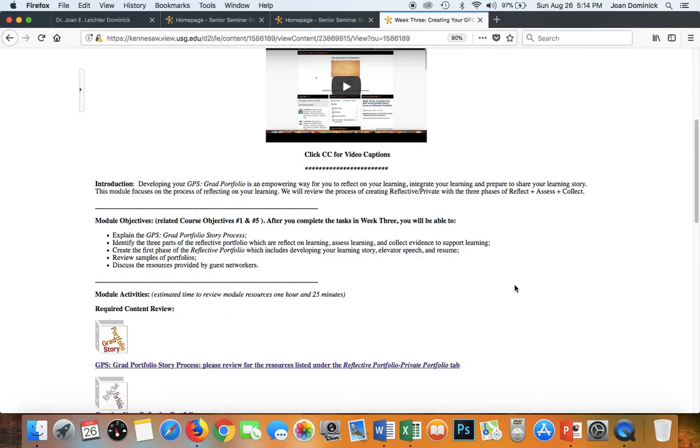We're also going to review some sample portfolios provided by wonderful other learners who have given me permission from INTS 4498 to showcase their public portfolios. But remember, the private portfolios are private. And even for your assignments, the first really 3 assignments and actually into the 4th are your reflective portfolio. Okay, then we're going to discuss the resources provided by the guest networkers in those related topic areas as well.